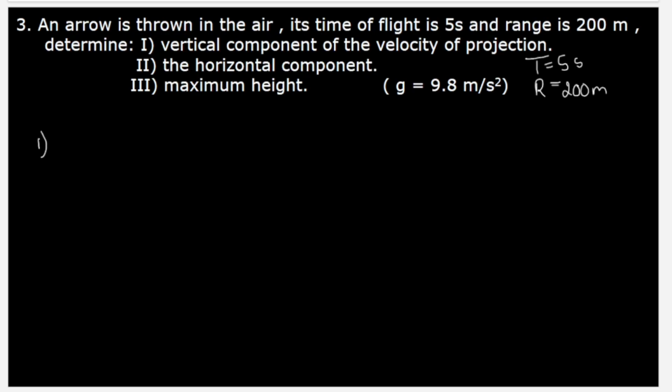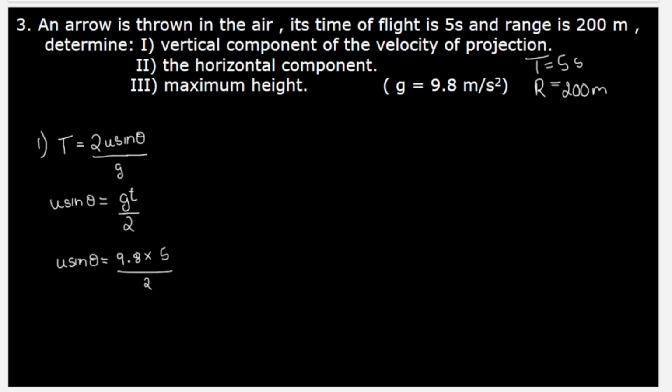With the help of time of flight's formula, we can determine the vertical component of the velocity, which is u sine theta. Now we isolate u sine theta and get u sine theta is equal to gt by 2. Now we put in the values and get u sine theta is equal to 9.8 into 5 by 2. Further solving this we get u sine theta is equal to 24.5 ms^-1.